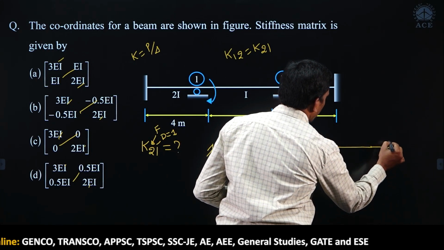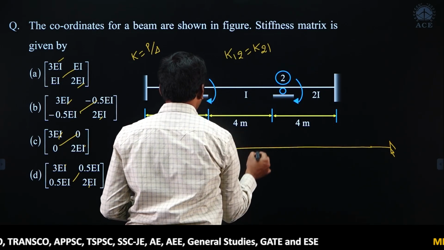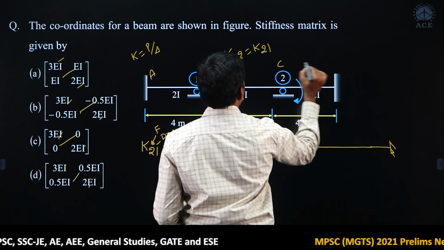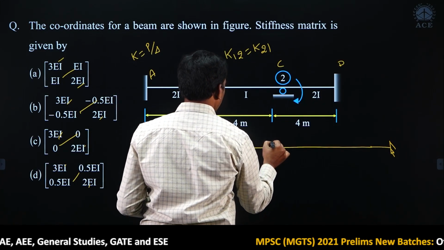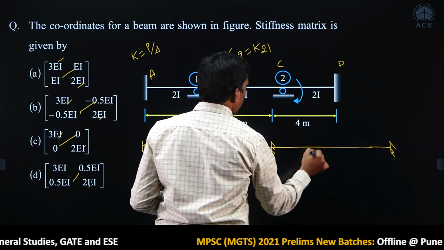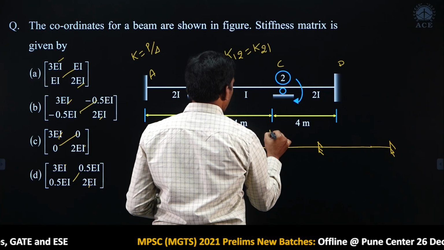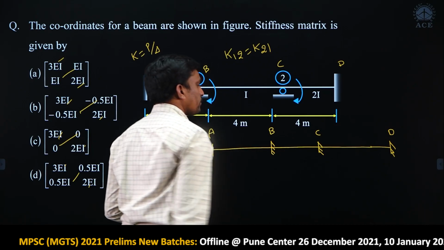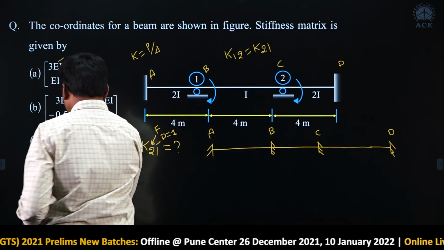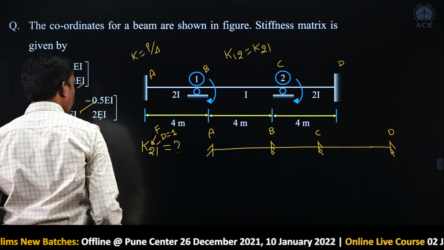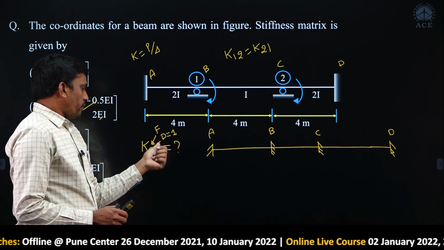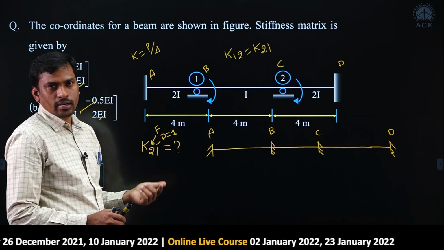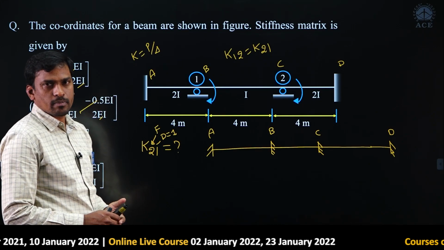So, wherever degrees of freedom are given, first log the given degrees of freedom. For example, this is A, B, this is C and this is D. So, log all the given degrees of freedom. Now this is B, this is C, this is A and this is D, okay. So, students, to generate the first column of stiffness matrix, this one k11, k21, k31, these are the first column of stiffness matrix, okay.